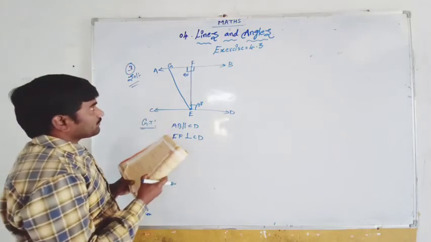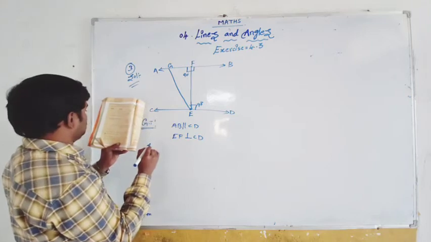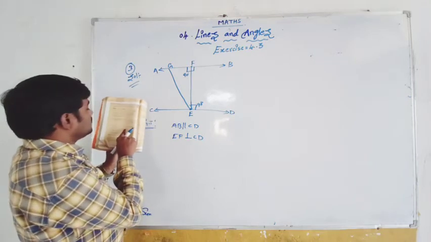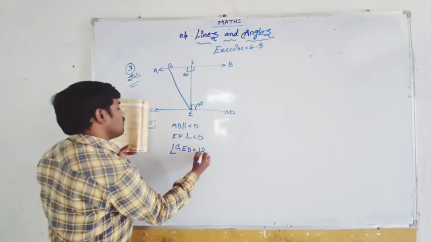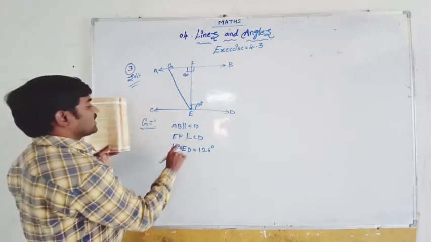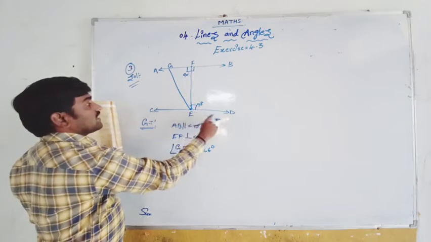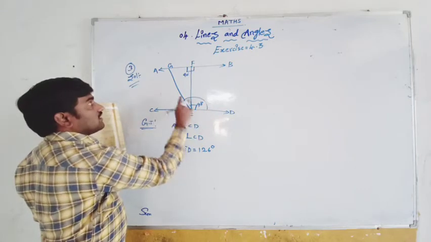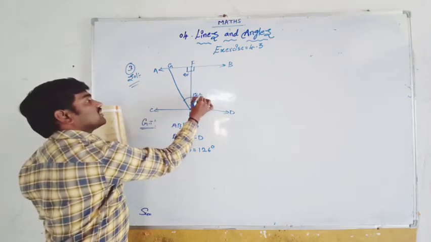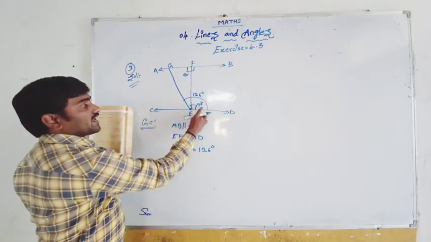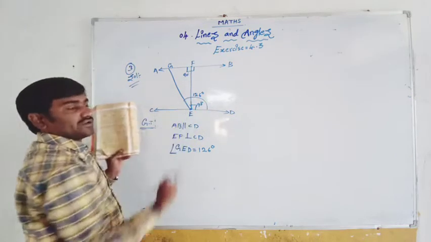Okay. Here it is also given that angle GED equals 126 degrees. Angle GED, that means this complete angle, is 126 degrees. But here the angle we already know is 90 degrees, and the angle from here to here is 126 degrees.